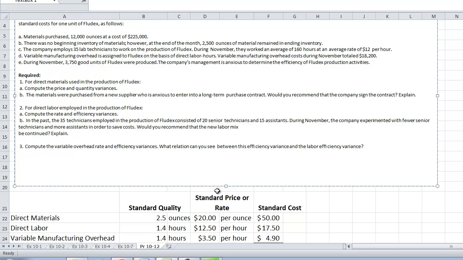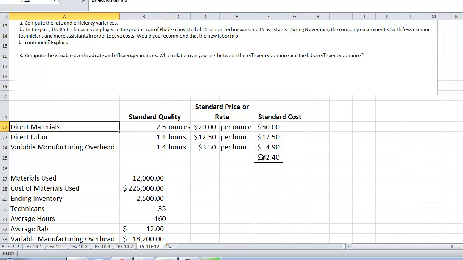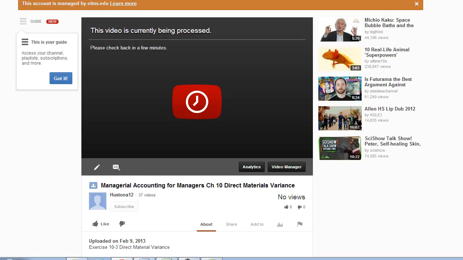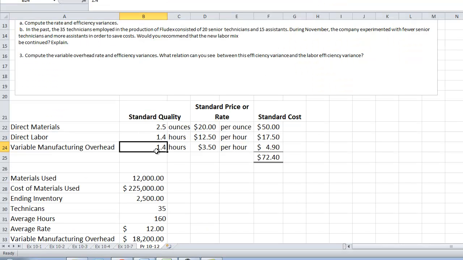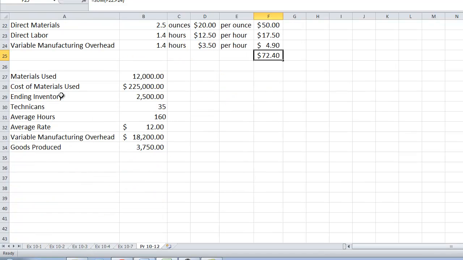Okay, so this was the given information. The standard cost is direct materials, 2.5 ounces at $20 per ounce, for $50. Direct labor, 1.4 hours at $12.50 an hour, for $17.50 per item. Variable manufacturing overhead, 1.4 hours at $3.50 an hour, $4.90, for a total standard cost for Fluidex of $72.40. This is just given information that came in the problem.